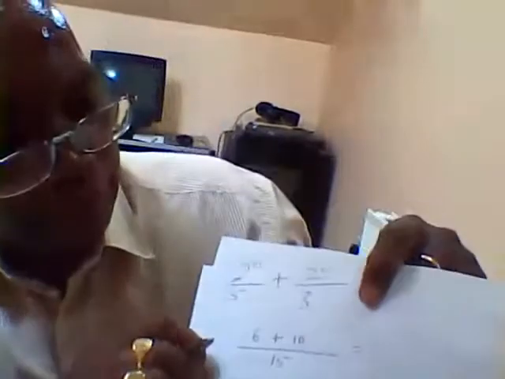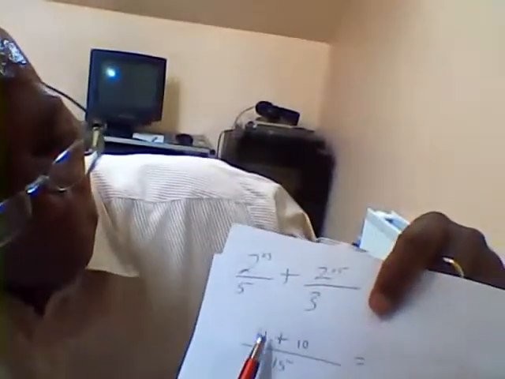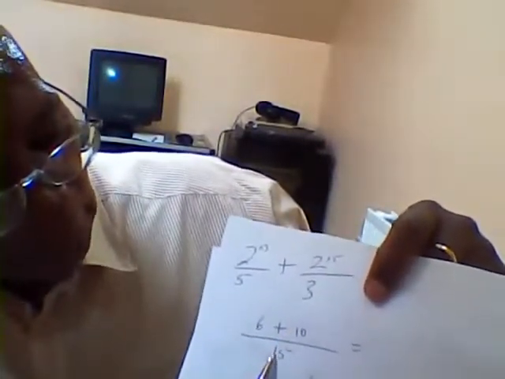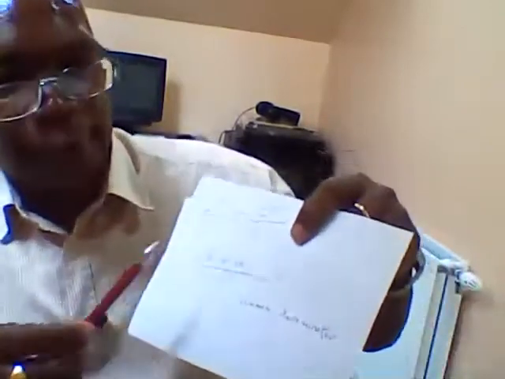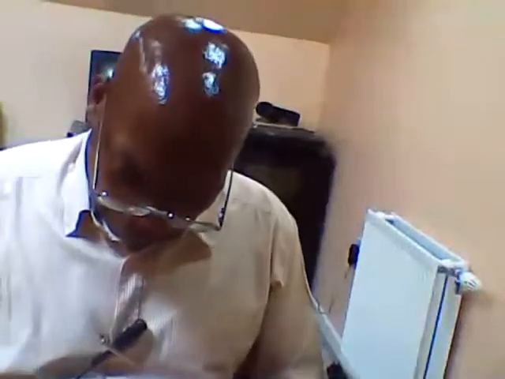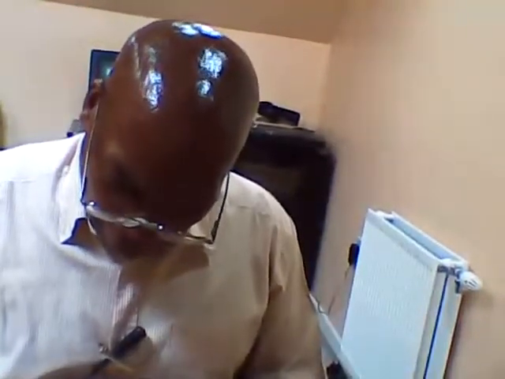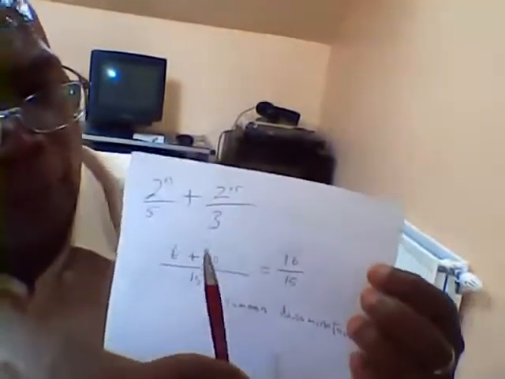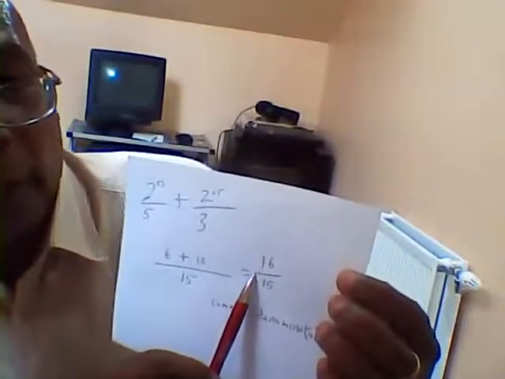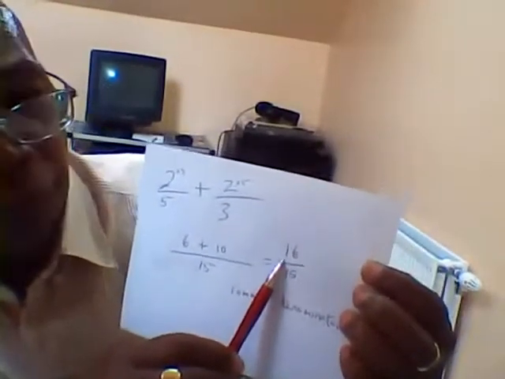Now here you have your common denominator is 15ths. So therefore 10 plus 6, or 6 plus 10, equals 16 over 15, equals 16 over 15. Now this would be called a top heavy, well, I know it referred to as a top heavy fraction.